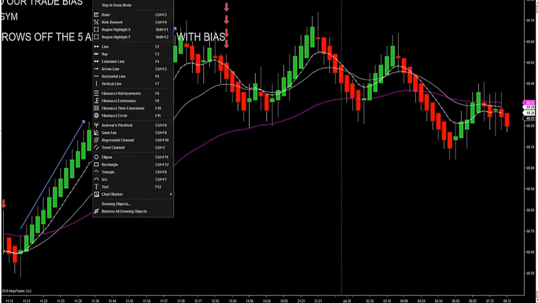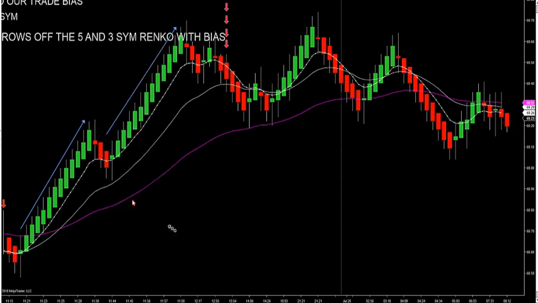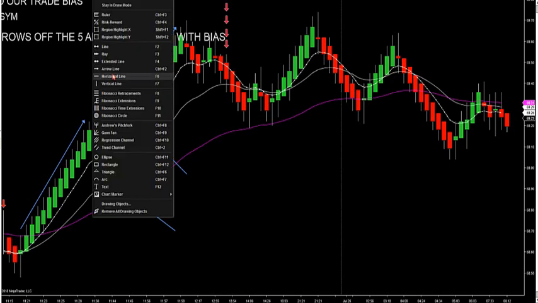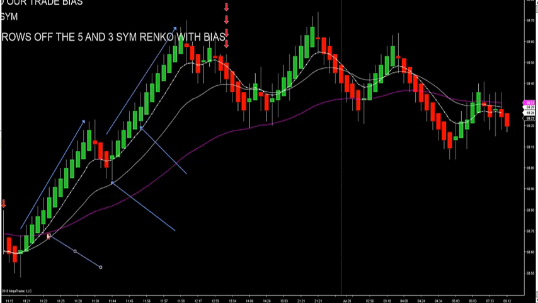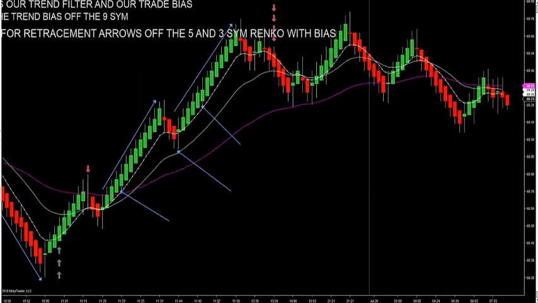We had an arrow buy right here at the low on the 5 and 3 sim. We had an arrow buy here on the 3 sim. We had an arrow buy down here on the 3 sim. So these are buy points off my arrows because you're with the 9 sim trend. But you can tell these pullbacks, these wicks here that pull back to my smaller MA, those are your opportunities off the arrows to pop in the market.